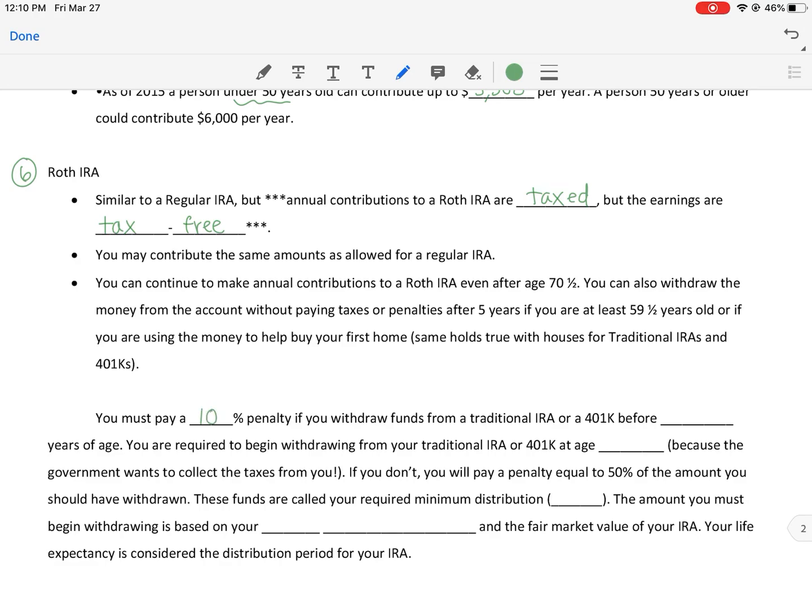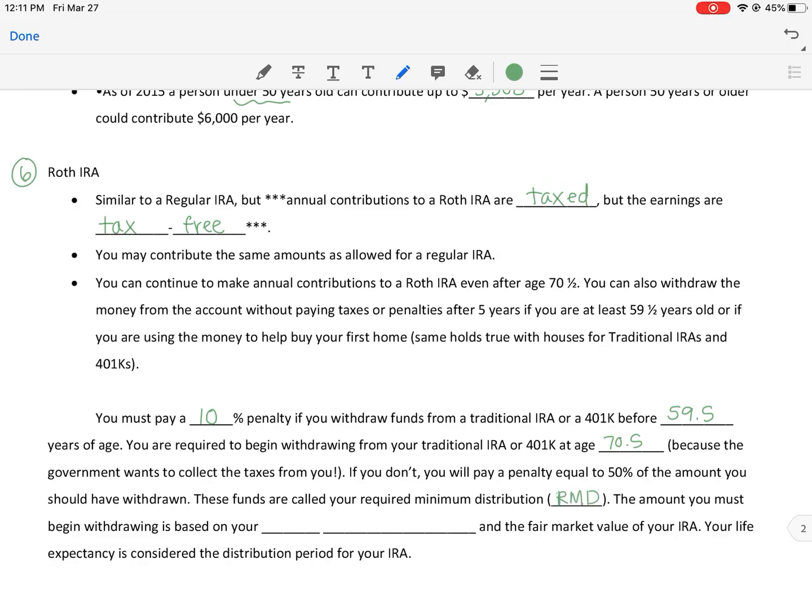Be aware, and this is what we're going to talk about next time more, but you do pay a 10% penalty if you withdraw funds from your traditional IRA or 401k before you're 59 and a half. So if you withdraw early and you need the money before you retire, then you will end up paying a penalty. You are, though, required to begin withdrawing from a traditional IRA or 401k at the age of 70 and a half. So once you get to a certain retirement age, they make you withdraw because the government wants to collect taxes. So if you don't, you'll pay a penalty equal to 50% of the amount you should have withdrawn.